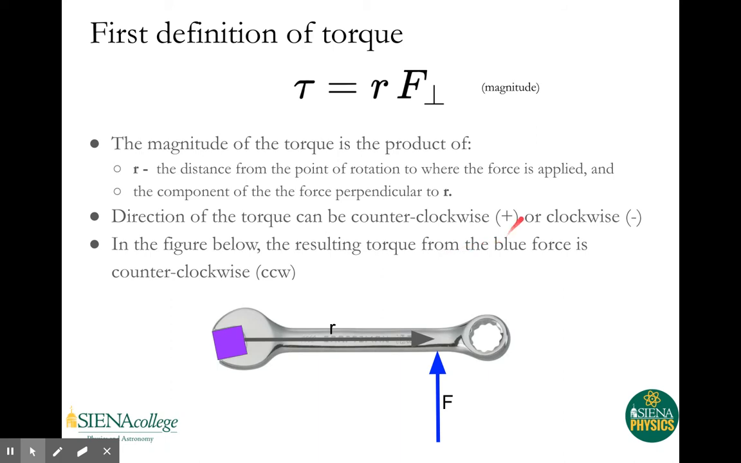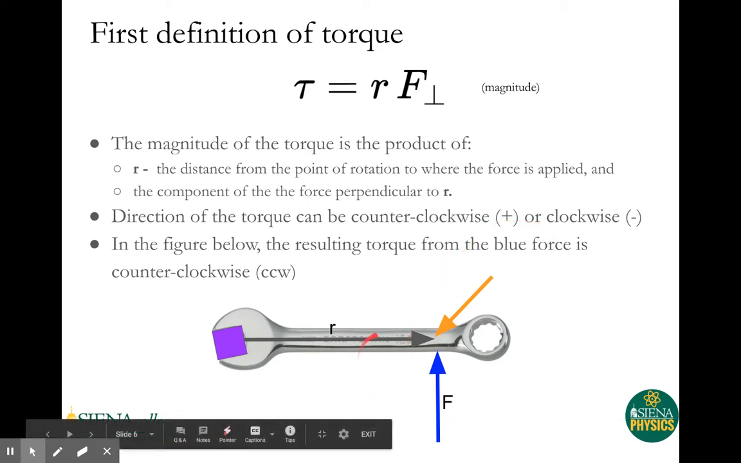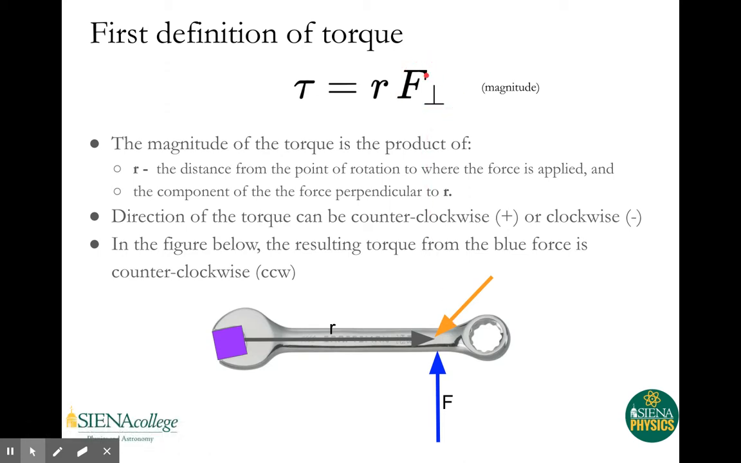Okay, and the direction of the torque can be counterclockwise, which we will use our convention to say is positive, and then clockwise is negative. That's the same sense that we've had for our angles all along, where if we start at the x-axis and go counterclockwise, that's a positive theta, for example. So in the figure below, this force is trying to rotate it counterclockwise, so that would get a positive torque. Now if we have a force applied at an angle, our definition says that we just want the perpendicular component of that force.